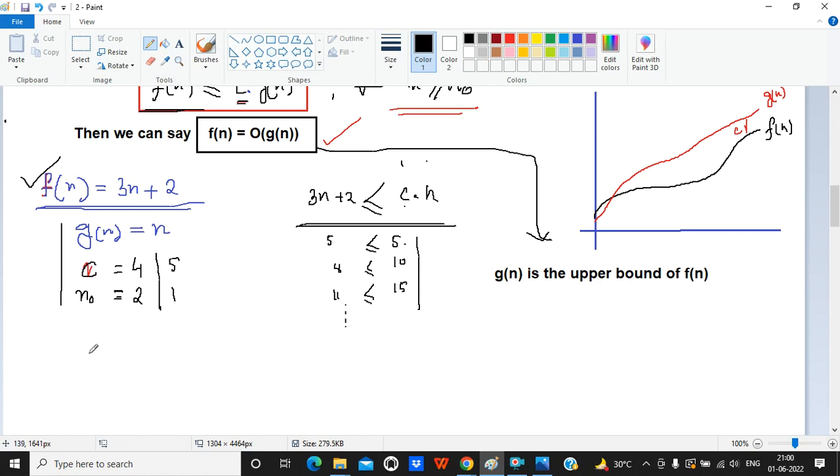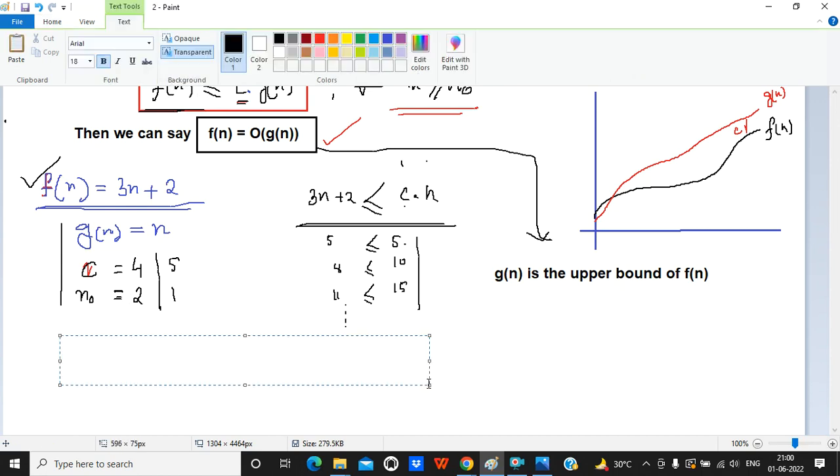Here I am just typing. So what was our function? 3n plus 2. Okay. So 3n plus 2 can be written as big O of g of n. Now what is g of n? g of n is your n.